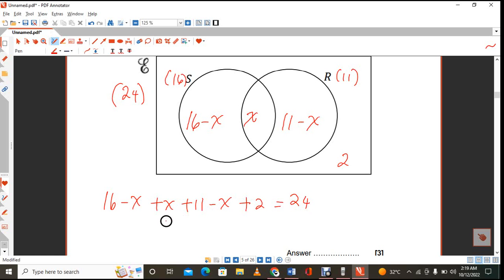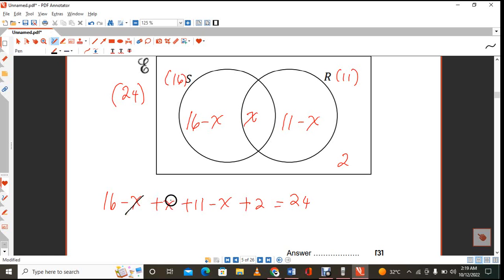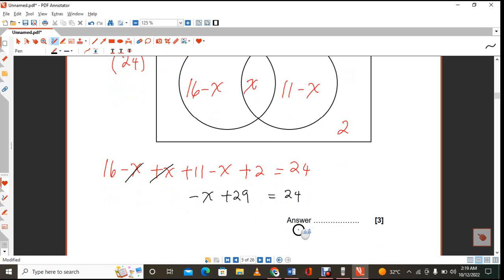So, totally up to you which one you are going to do. On this side, if you look closely, you will see that this x and that x will cancel, so eventually I'll just be left with that x there. Here I have a 16. If I add 11, that's 27. If I add 2, that's 29. So I'm going to have plus 29, and that equals 24. We're trying to solve this equation, so I have minus x equals 24 take away 29. This gives me minus x is equal to negative 5. Therefore, the correct answer should be 5.